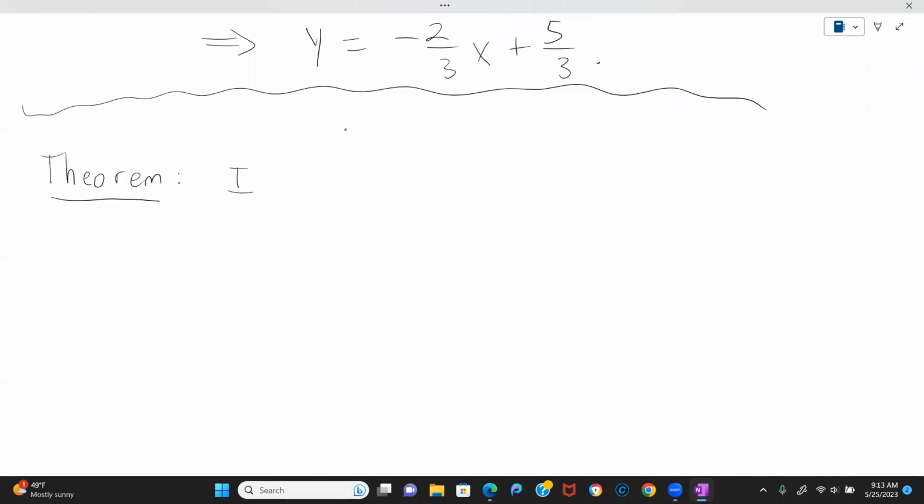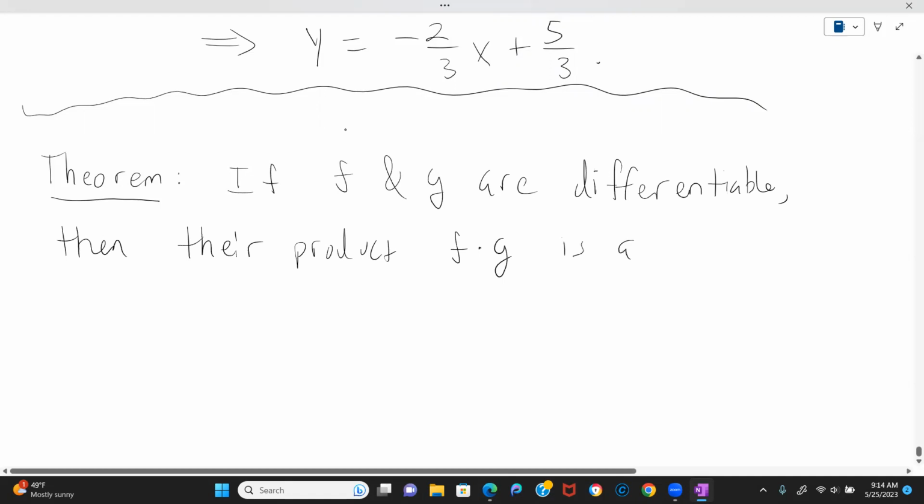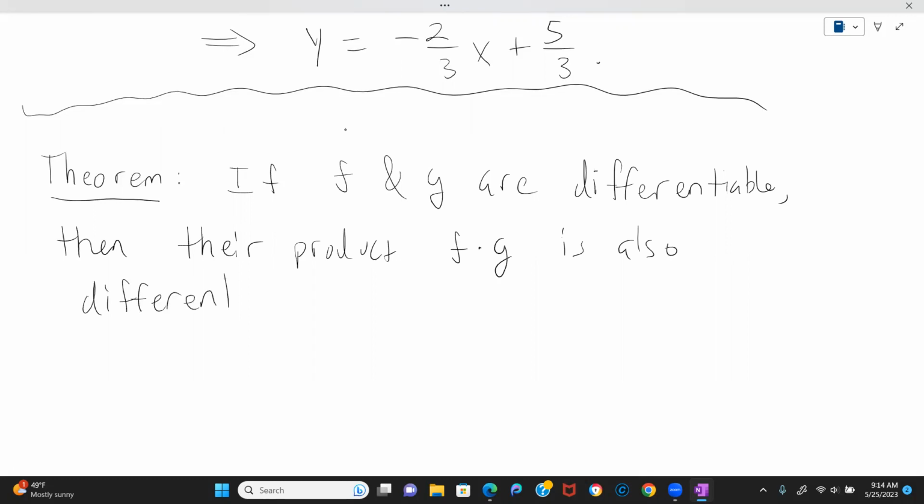So first of all, let me just state this. If f and g are differentiable, that is, each of them has a derivative, then their product f times g, of course, we don't always write this dot here, but we're writing it to emphasize the fact that we're taking the product of two functions, then their product is also differentiable. All right. Of course, I'm not stating right now how to actually compute the derivative, but I'm just saying that it is differentiable.